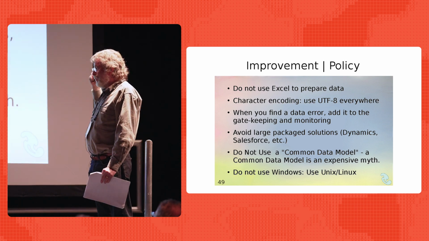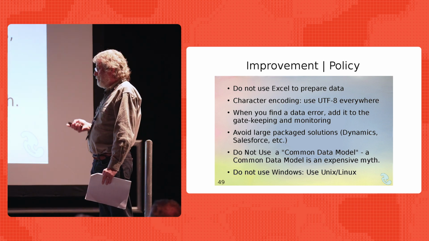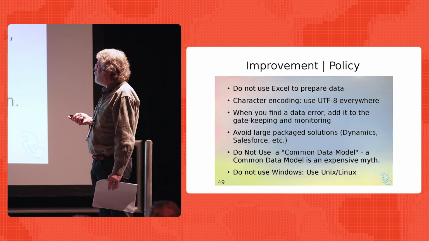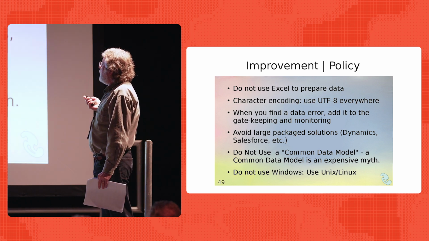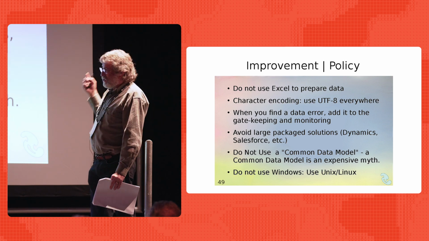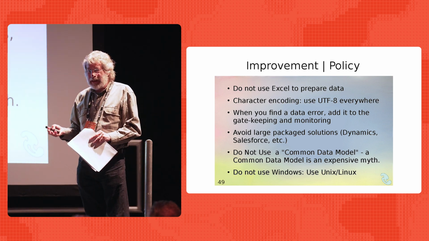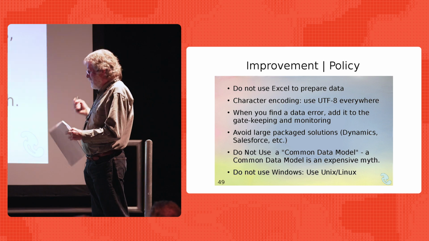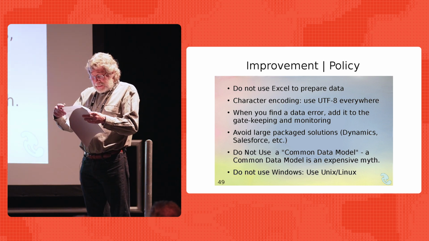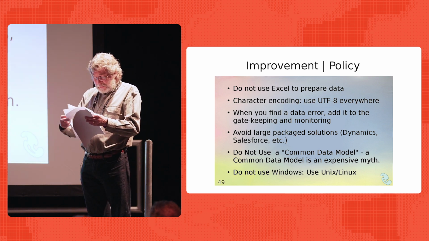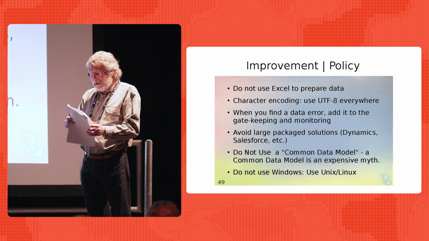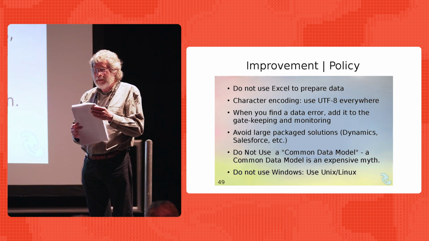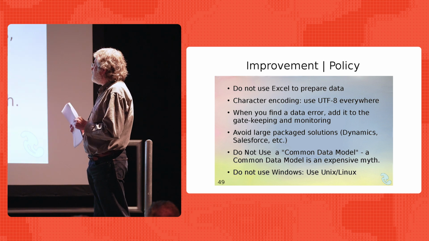I don't see any reason for not using UTF-8 everywhere now. But again, Microsoft still thinks we should use Windows 1252. When you find a data error, just like application testing, add it to the test suite. Because, as Hunt and Thomas say, the first time a human being discovers an error, a defect, that should be the last time a human being discovers it. It should be in the test system.